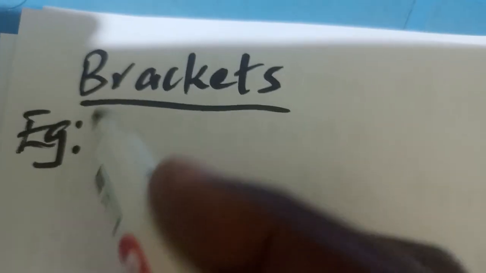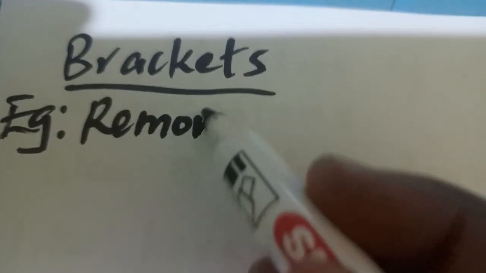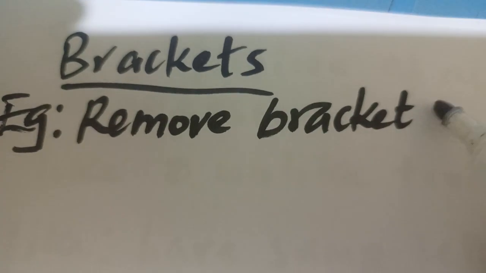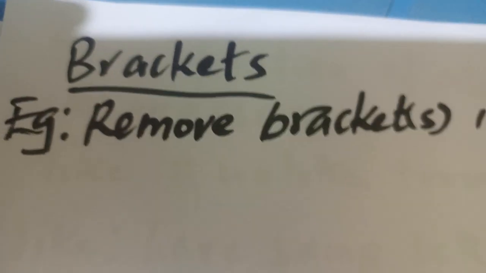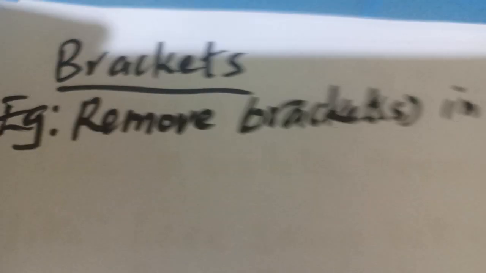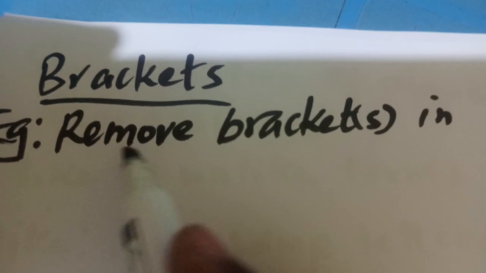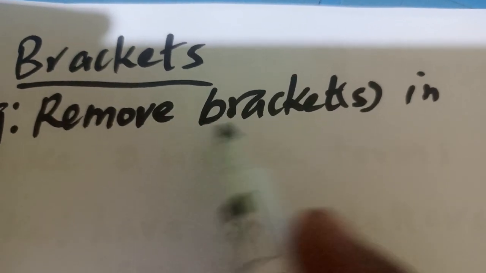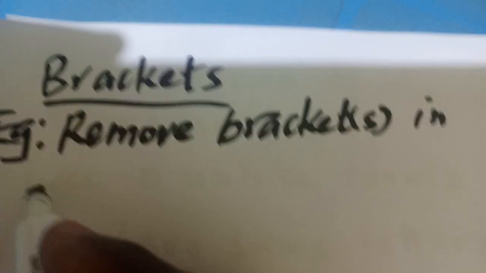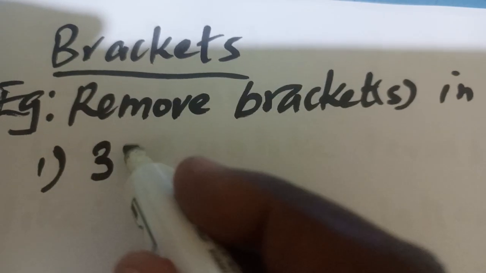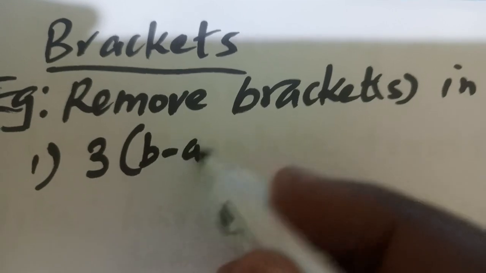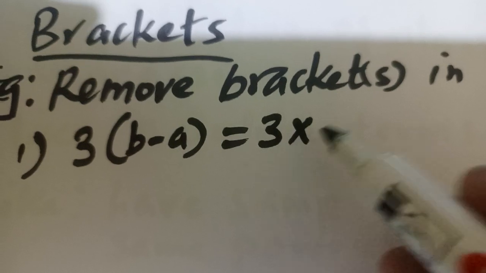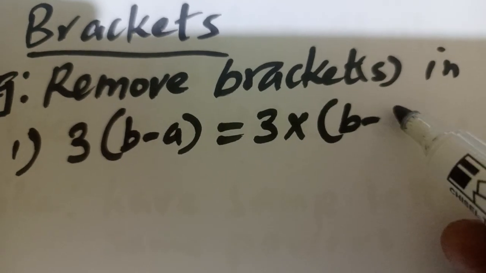We could be asked to remove brackets. Let's look at 2 or 3 examples here where you're asked to remove brackets. Going forward, we shall get to know one word that can be used to replace these 2 words, remove brackets. So for instance, you have 3 into b minus a. Now what this means is that 3 is multiplied by what is in the bracket.